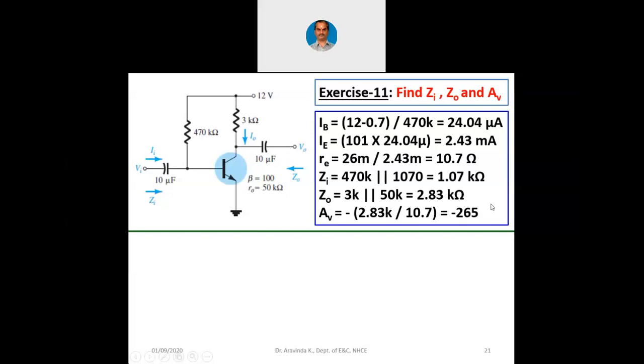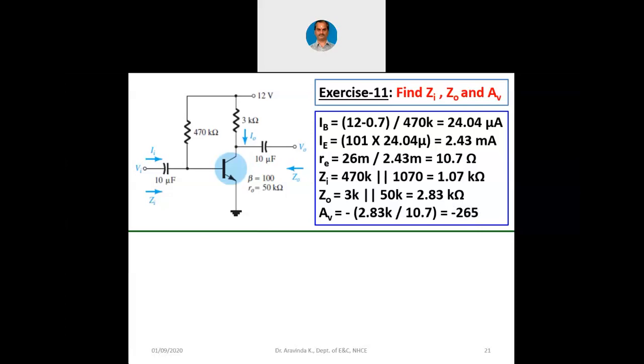Now look at these three values. Input impedance is around 1 kilo ohms. Output impedance is around 3 kilo ohms, whereas voltage gain is around 265. Which means the base bias circuit is having a good voltage gain. Voltage gain is 265 times. Means if you give the input 1 millivolt, you will get the output as 265 millivolts. That is a good gain.